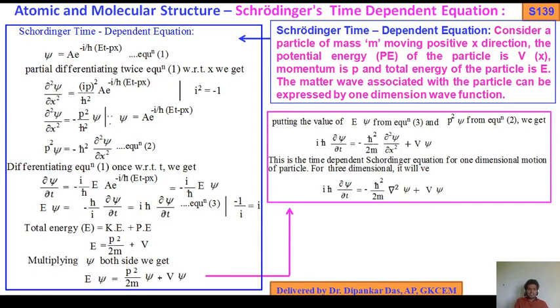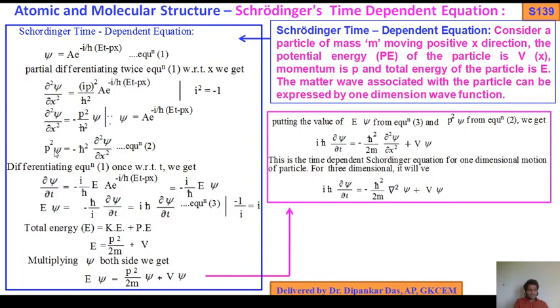Again I recap. First we write down the wave function psi, which is assigned as equation number 1. Then differentiating equation 1 twice with respect to x, we get del square psi by del x square equals (i p by h bar) whole square into A into e to the power minus i by h bar (Et minus px). So i square is nothing but minus 1, that's why minus p square by h bar square psi. Rearranging, p square psi equals minus h bar square del square psi by del x square. So this is equation number 2.